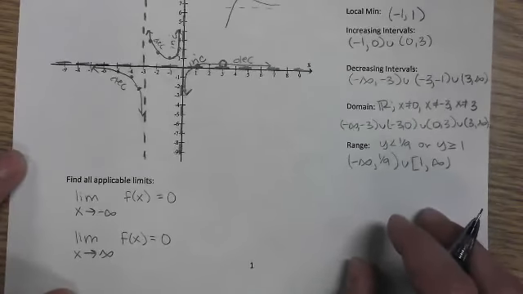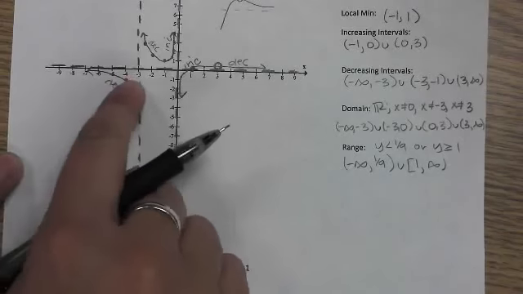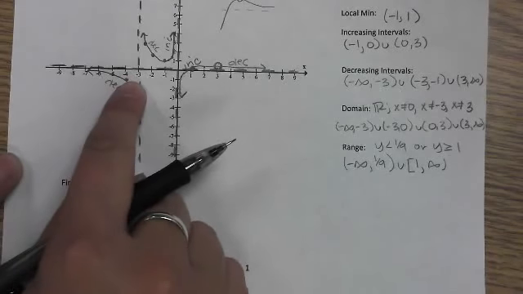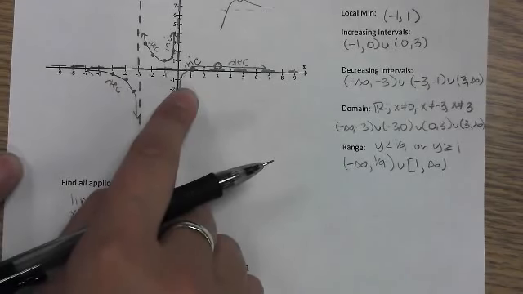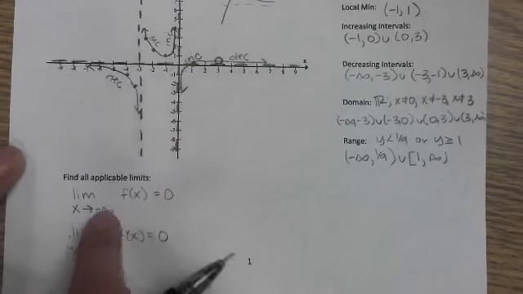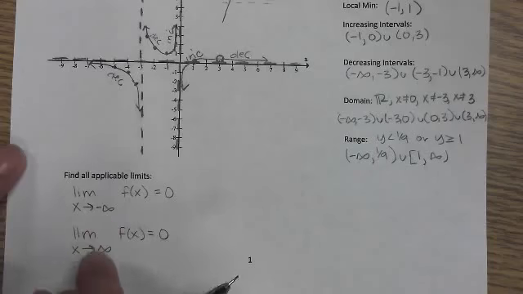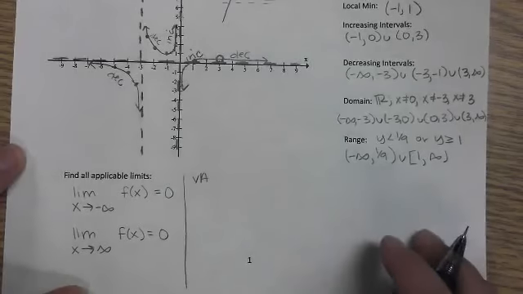Where else do you guys think we're going to want to find a limit? Negative 3, right? Yeah, we're going to need to find it at negative 3 because we have an asymptote there. Where else do you think we're going to want to find it? 0 because we have an asymptote there. Where else are we going to find it? 3 because we have a hole there. So we have to find asymptotes for the end behavior, so negative infinity, positive infinity. Then we look for vertical asymptotes. So vertical asymptotes are the next set of limits we're going to find.